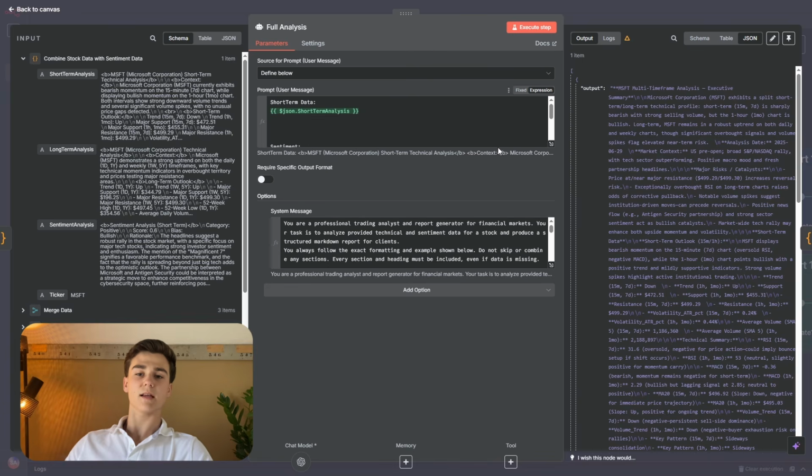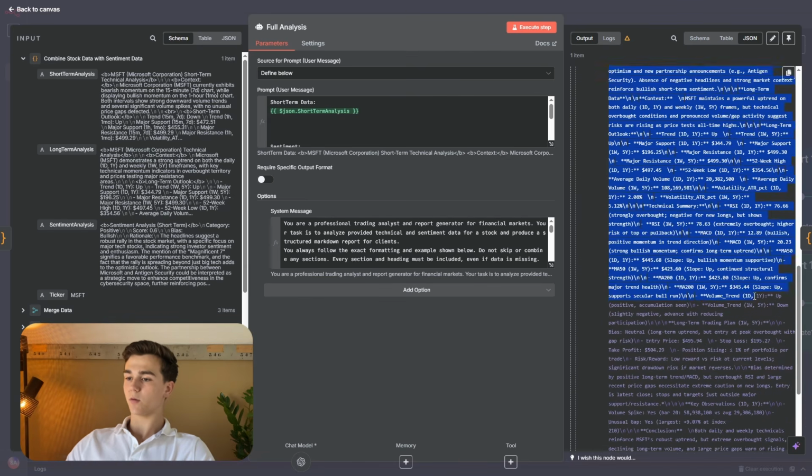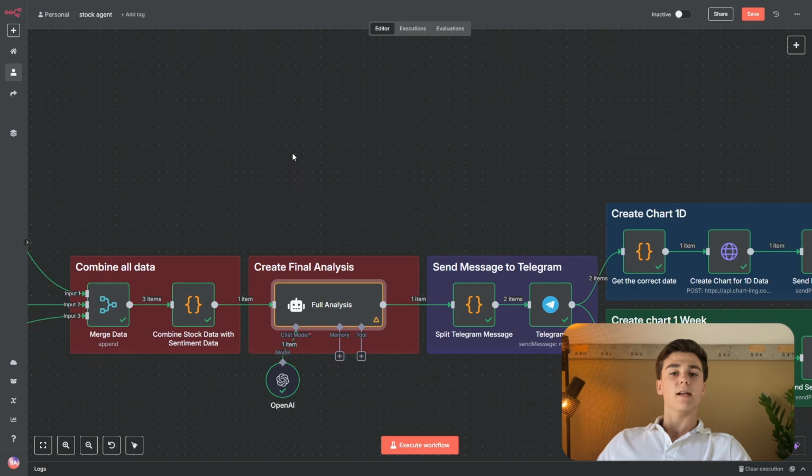After you've entered the system message and you've added the user message, then you will get this output. So here we will see the output from this AI agent. So now that we have created the full analysis, we will now send the message to our Telegram.